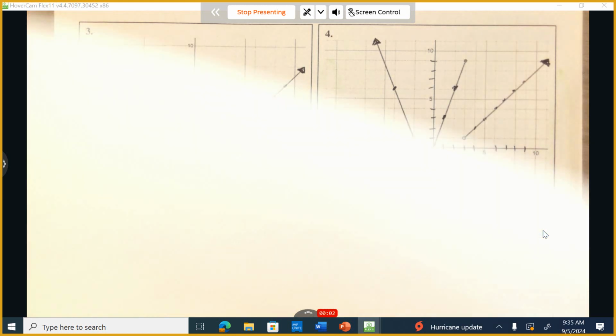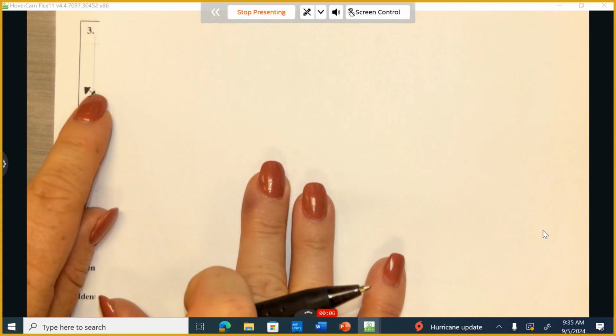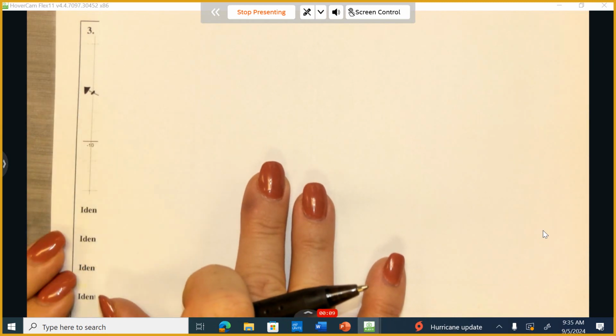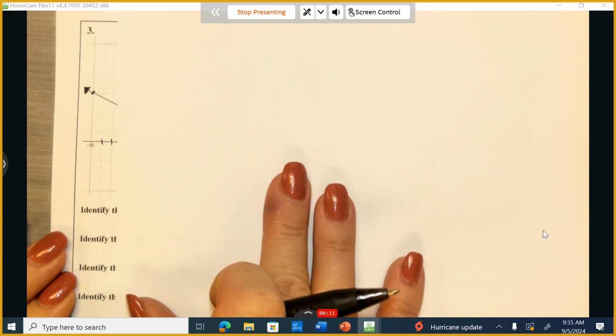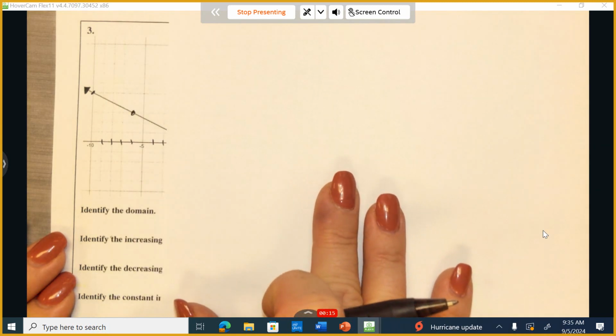Let's start with the domain of number 3. So from left to right, here we go. This arrow means it will continue to go to the left to negative infinity. And as I go here, and you're welcome to use a blank piece of paper tomorrow that I will provide, the entire way we see some part of the graph.